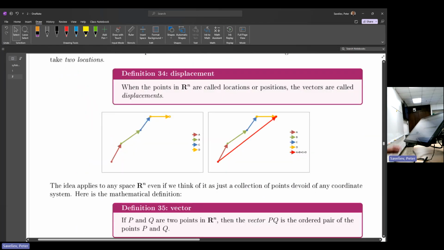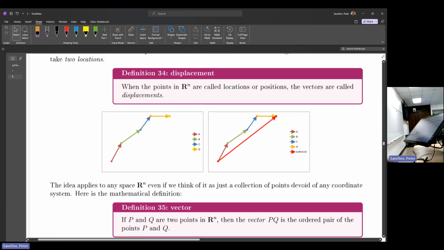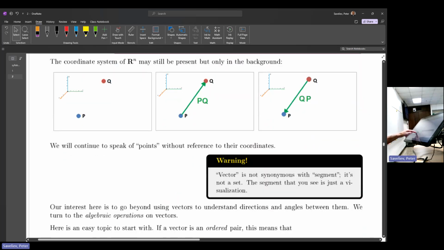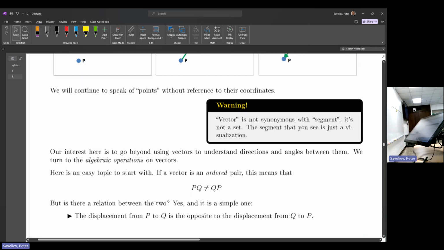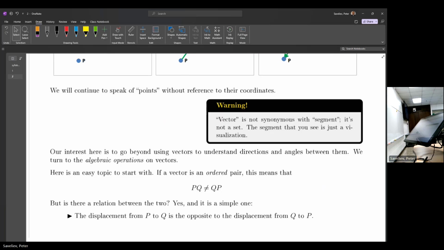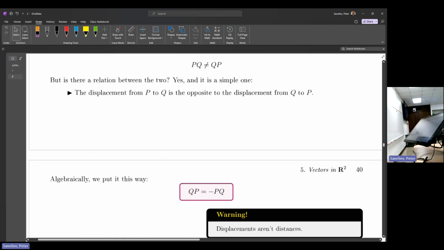Once again, if you are in any doubt, think about displacements. And naturally, going from P to Q is not the same as going from Q to P. So these are two different things. How different are they? It's the opposite displacement. Which means what, algebraically? How to express this idea that PQ is the opposite of QP? Negative sign, right? So QP is equal to negative PQ, and that's the introduction into vectors.